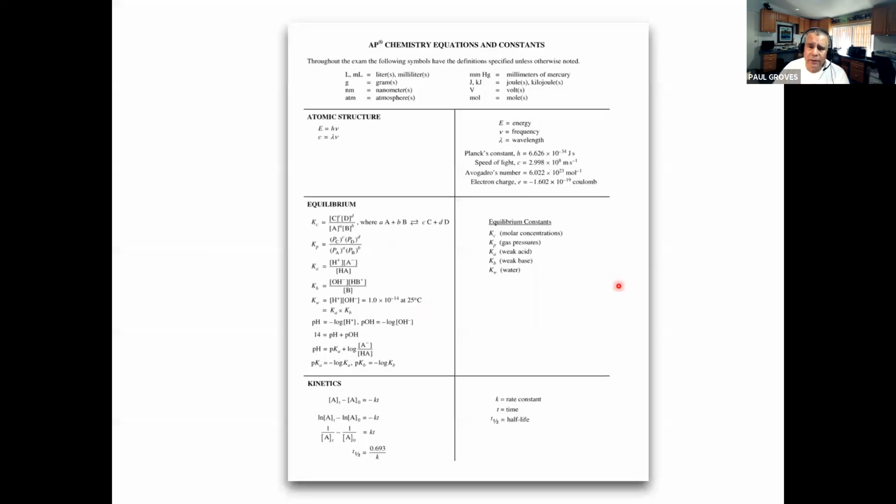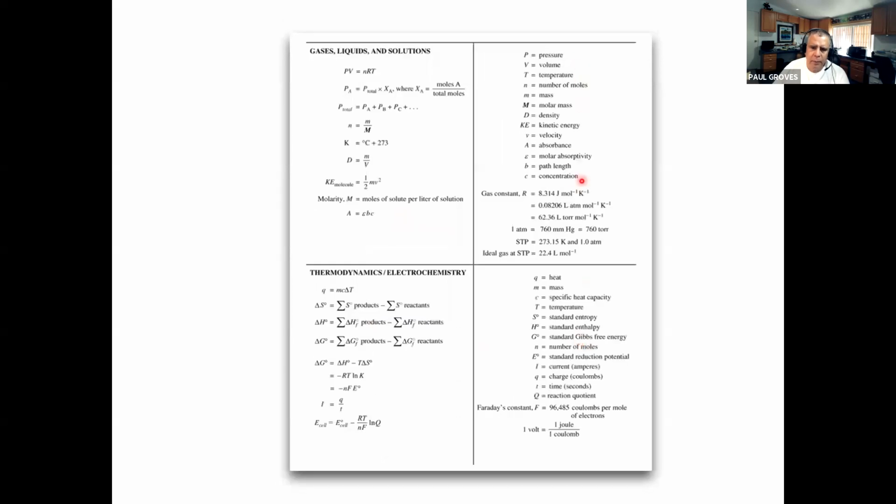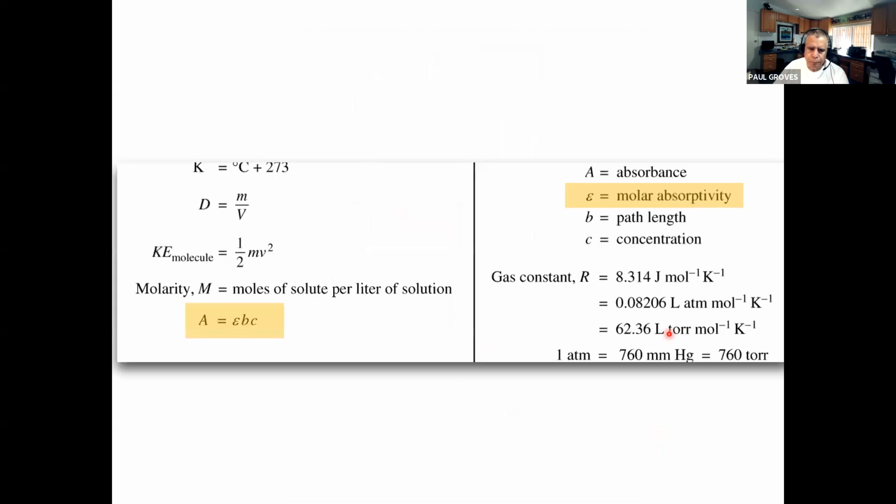The last thing is that there is an equations and constants sheet that is going to be on both portions of the exam. It's the same sheet, so kids have all this information to use during the exam, and these are all the definitions. A couple of things are different. They put in Beer's law, and they changed the variable they use. It used to be A equals abc, and now it's little epsilon.